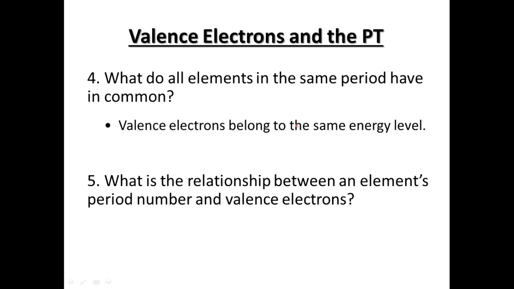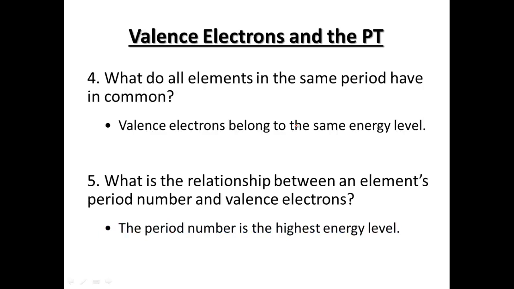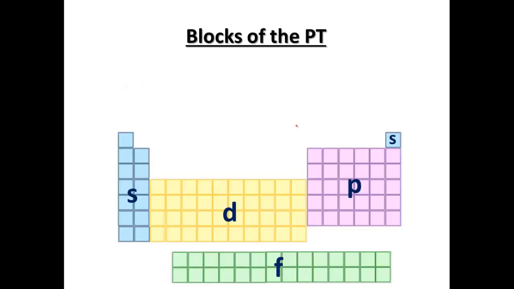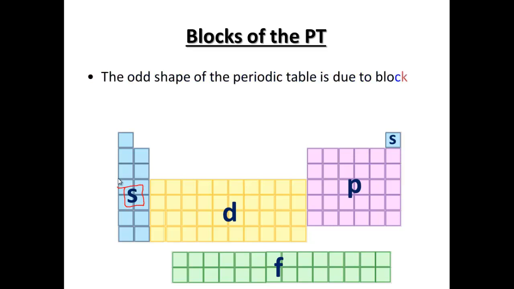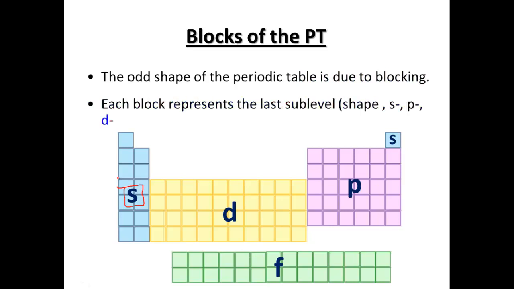What's the relationship between the element's period and the valence electrons? The period number is the highest energy level. So the period number, the numbers on the left-hand side of the periodic table, tells us the energy level that the electrons are filling. Our periodic table is blocked into different sections. The s block is on the left-hand side, to represent that the outer electrons are filling the s orbital.